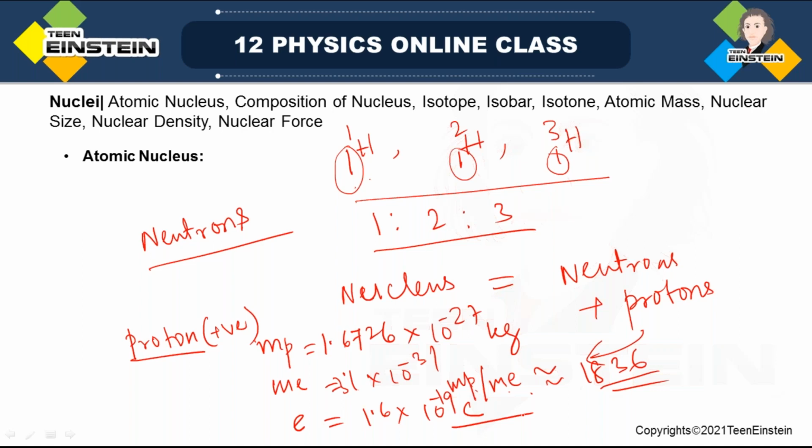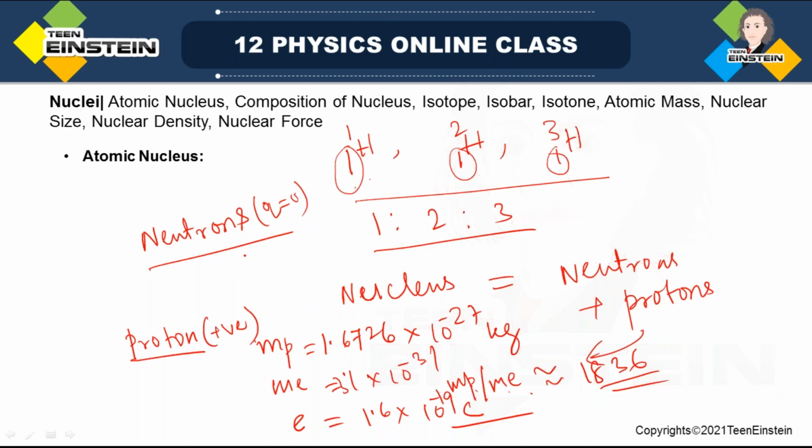Anyway, now we'll see something about the neutron. Neutron is actually a neutral particle, so it does not have any charge, Q is 0. Neutron has no charge. That's why it does not get deflected or attracted by an electric or magnetic field, whereas the proton or electron do. They undergo changes in the motion.